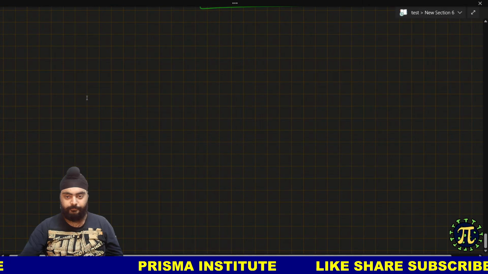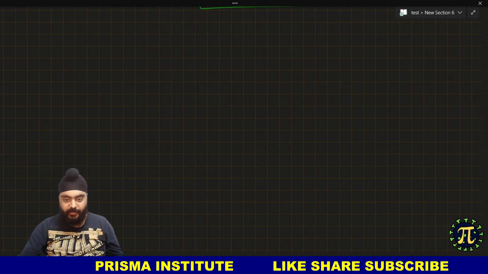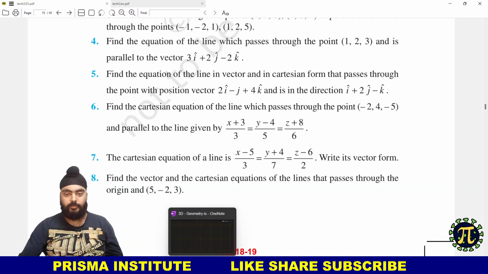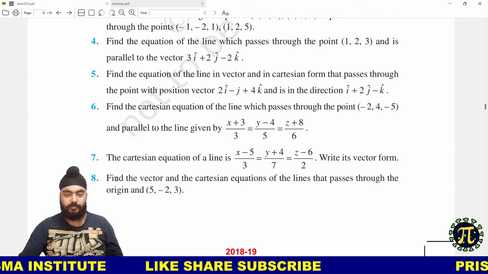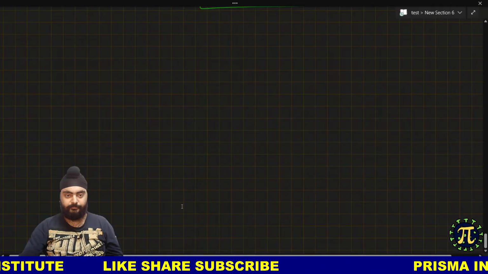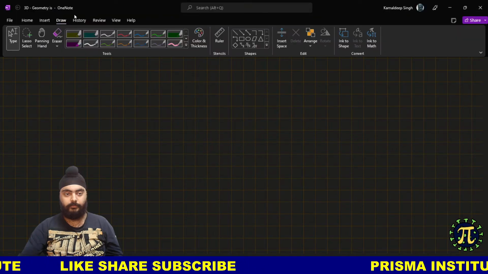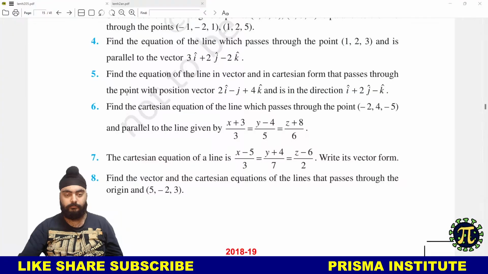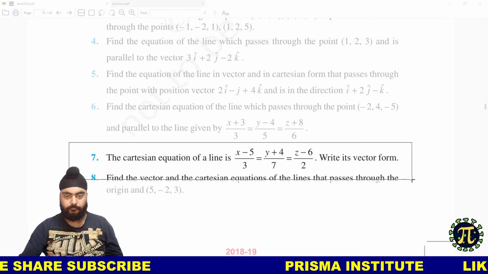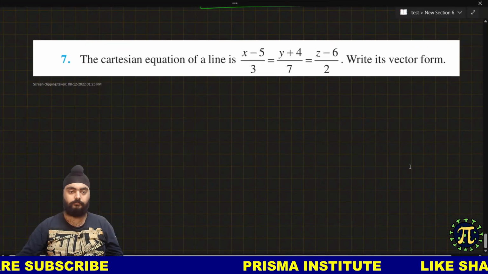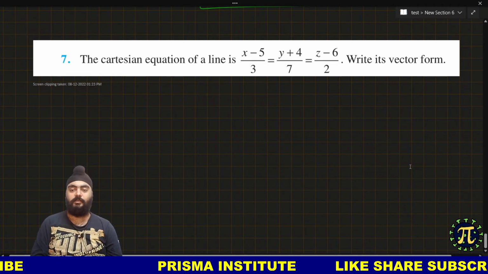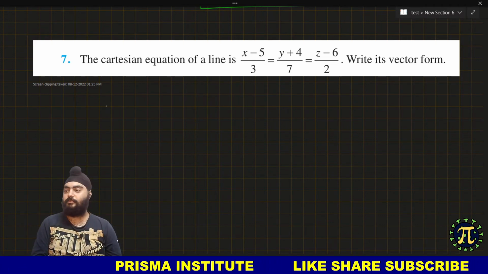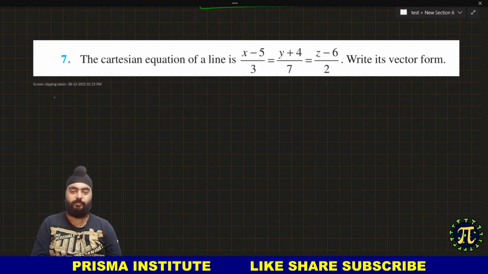Now let's try another question. We have done the first 6 questions, so let's try the 7th. The Cartesian equation of the line is given. Find its vector form. There are two methods to convert the Cartesian form to the vector form.